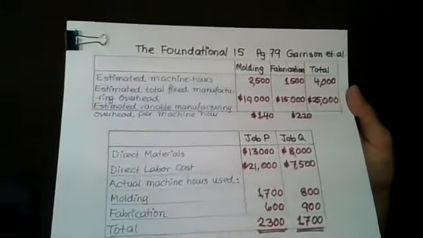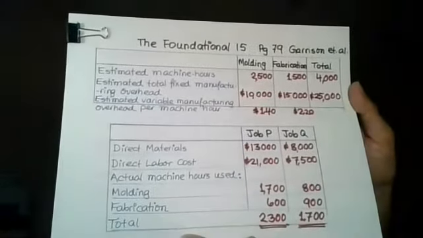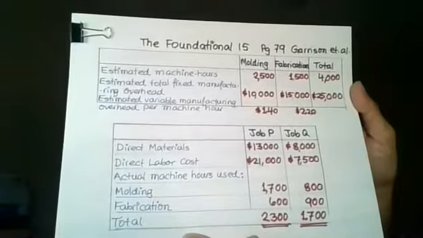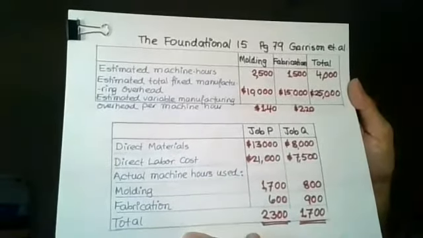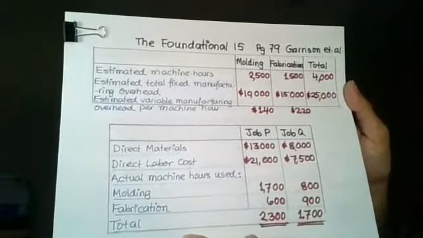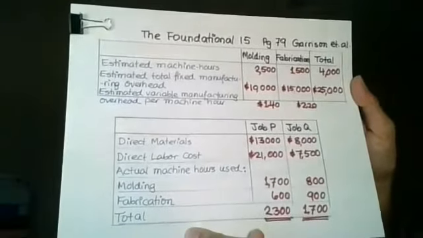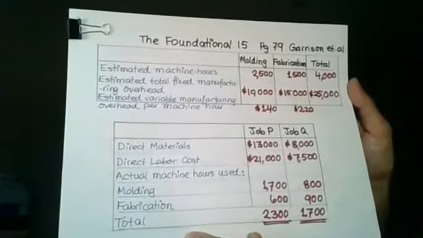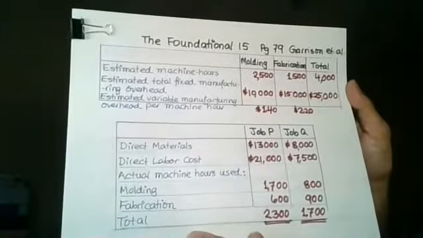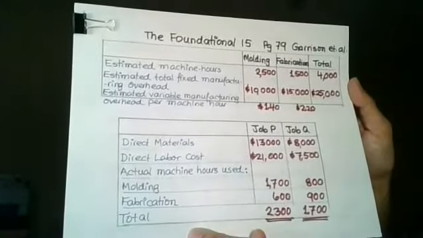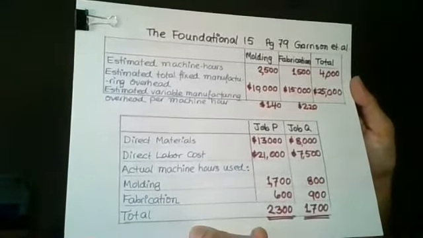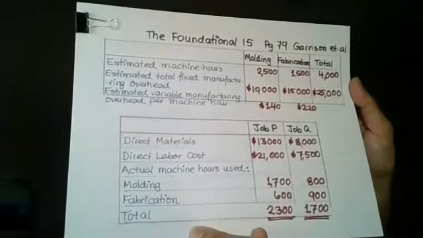So estimated machine hours, you can see there are two departments here. One is molding, another is fabrication. In the molding department, we have 2,500 hours. In fabrication, we have 1,500. So the total number of hours is 4,000. Then estimated total fixed manufacturing overhead is $10,000 and $15,000, total 25.